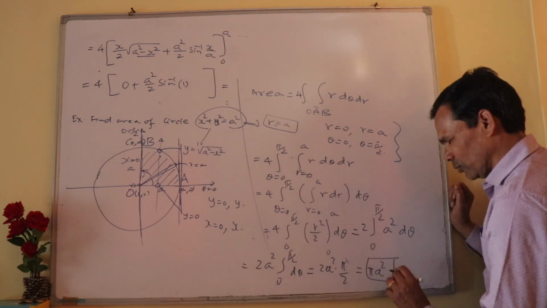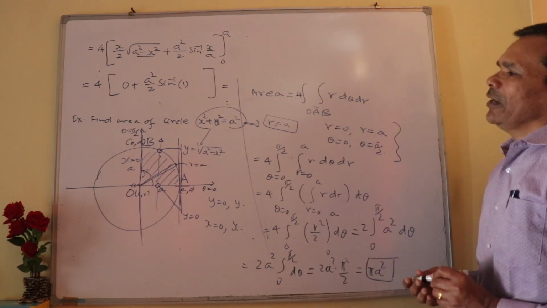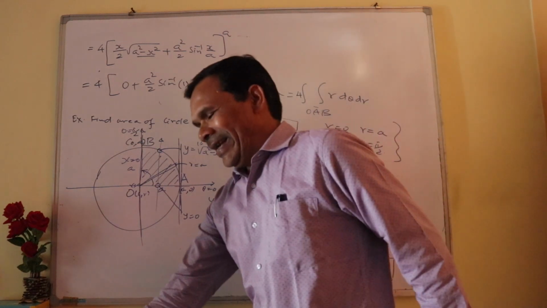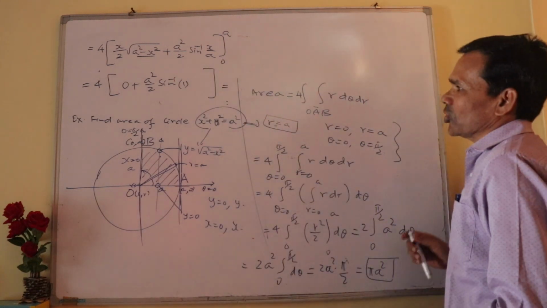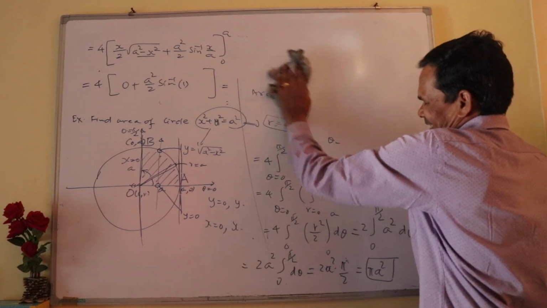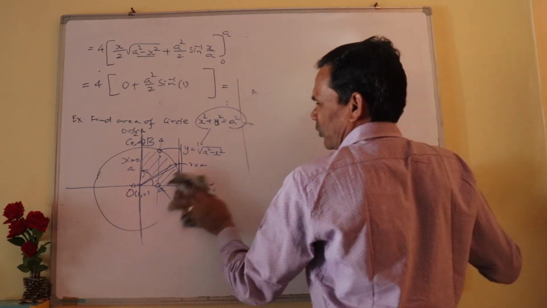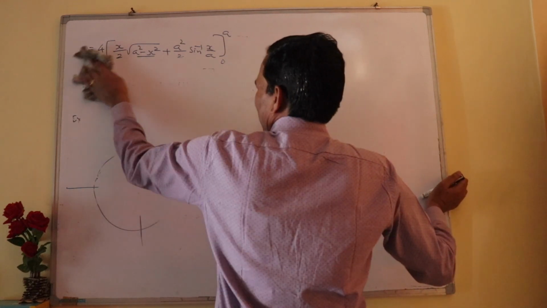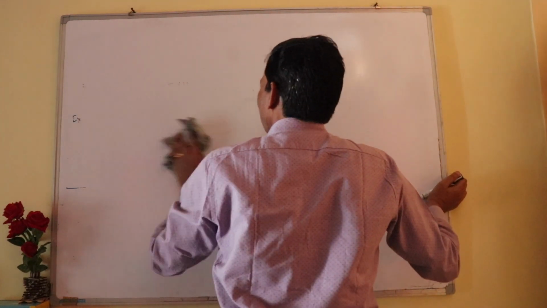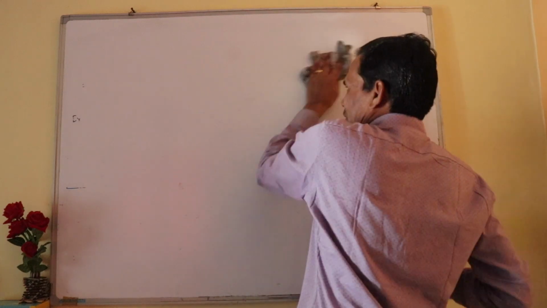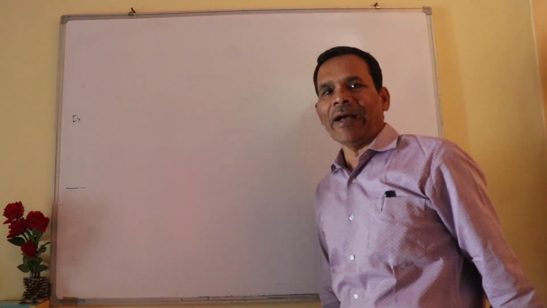So likewise you can find the area by using double integration. In Cartesian or in polar, it does not make a difference. You can convert the equation into polar or keep it in Cartesian, and use the requisite formula to find the area.